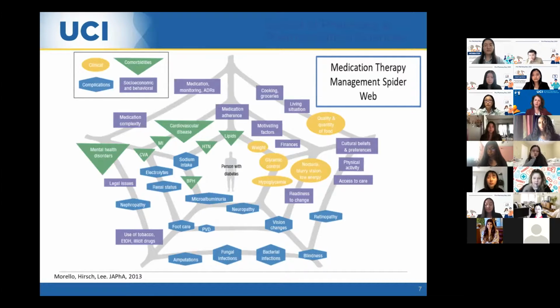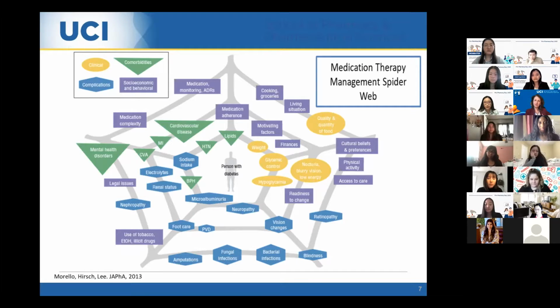Look in the very middle of this spider web, and there's a person with diabetes there. Now look up on the top left-hand corner. We've got different shapes. If it is an oval, it's a clinical concern. If it is a triangle, the green triangles are comorbidities. These are other diseases the patient has, not the diabetes, but the patients have multiple diseases. And then the hexagon, which is blue, these are complications the patient may have. And then the rectangle, which is purple, socioeconomic and behavioral issues that are also present with this patient.